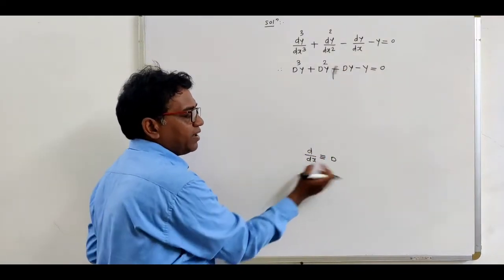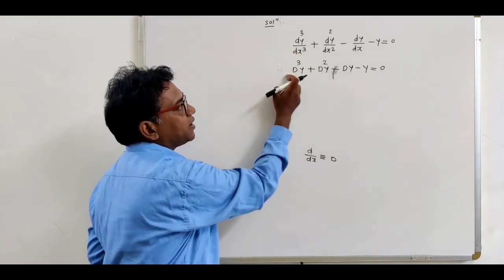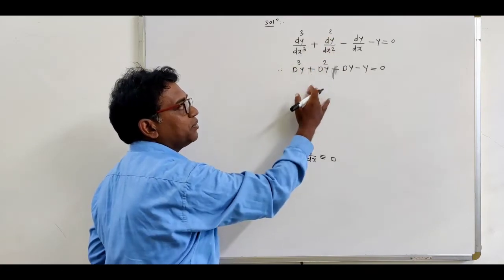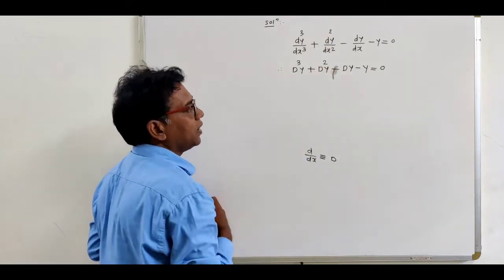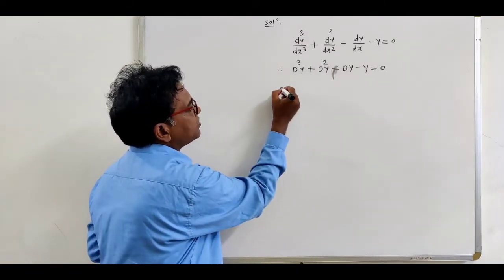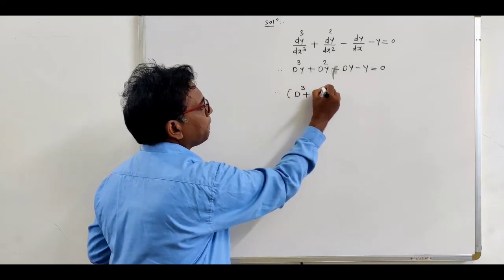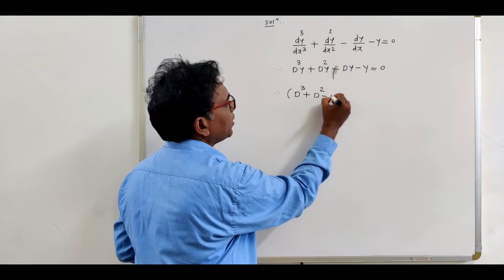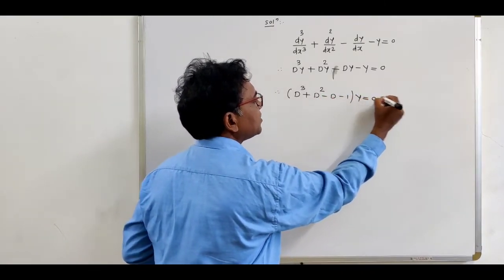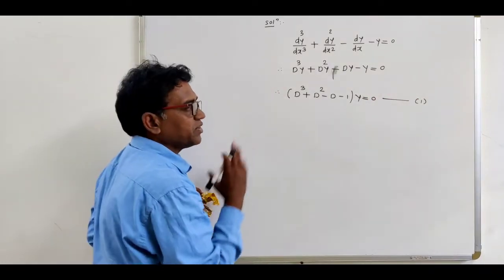Replace d by dx by capital D. So what do we get? D cube y, replace d2 by dx2 by capital D2, replace d by dx by capital D, and so on. Now take out y common. So what is this equation? This is D cube plus D square minus D minus 1, and take out y common, equal to 0. This is our proper form, that is called the associated equation.